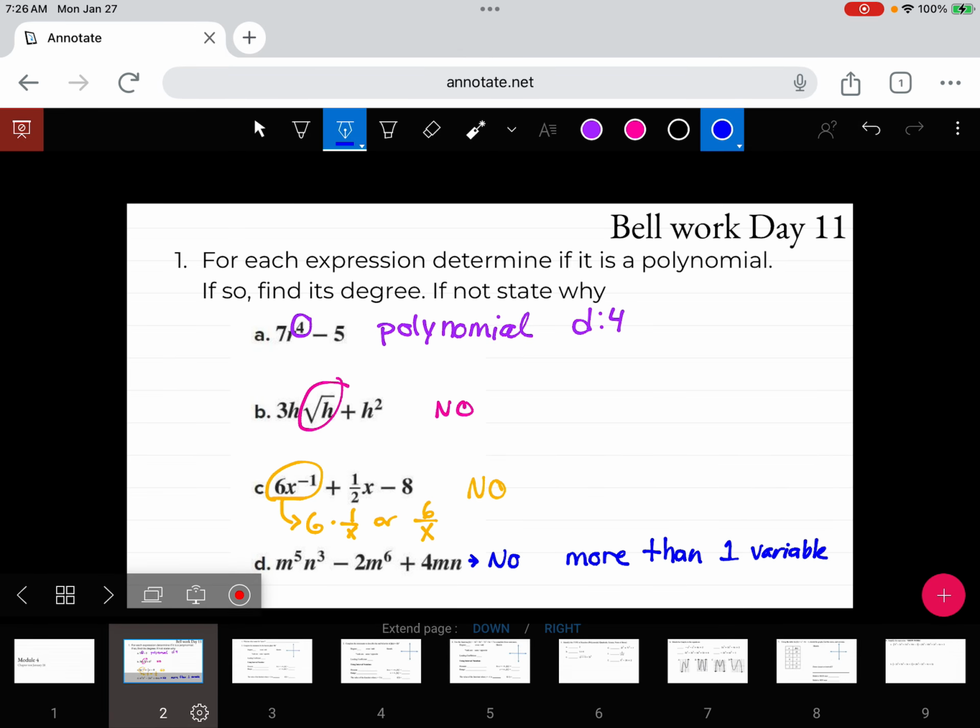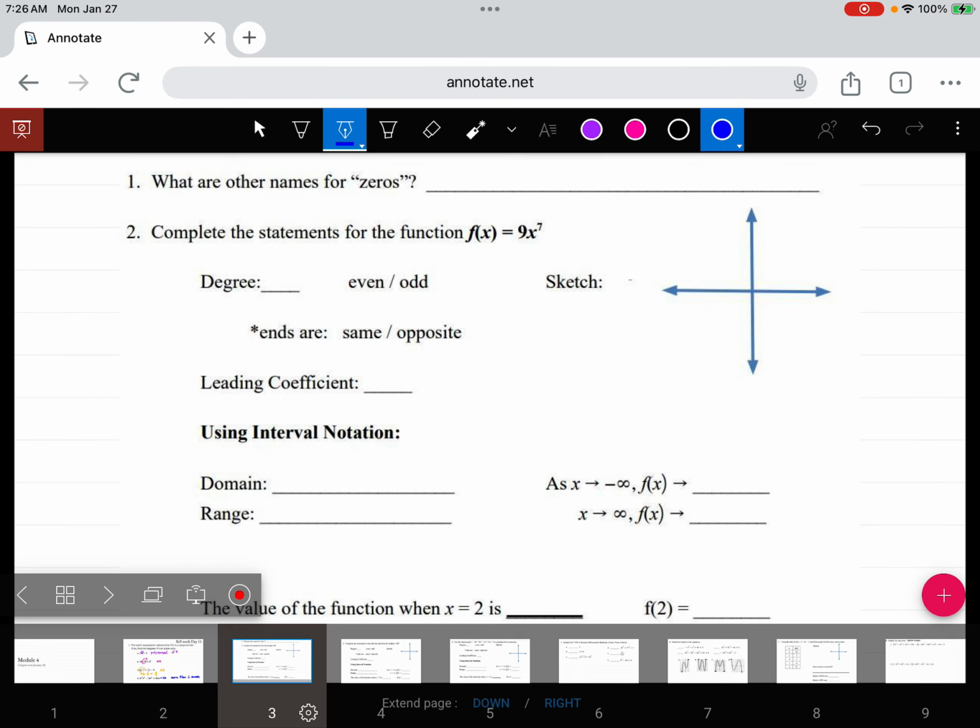Okie dokie. So what I have here is the entirety of the chapter review. And we can work through any problem you guys want. We do not have time to do the whole thing. But we can do anything that you want in here. And by 5th period today, I will get the answer key posted. I just don't have it posted yet.